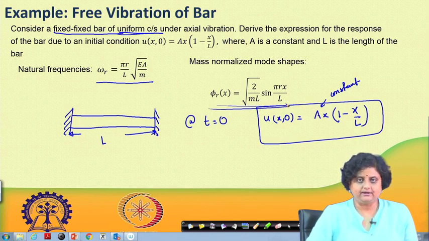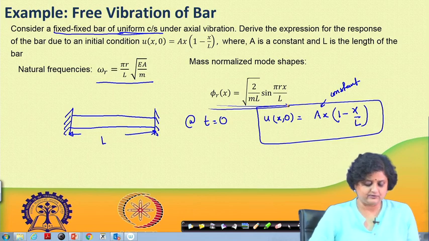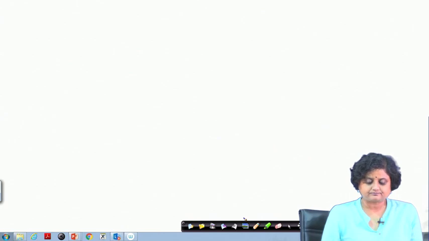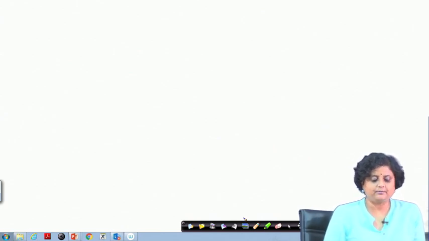These two parameters we can evaluate. We know very well how to find out the natural frequencies and the mass normalized mode shape for a bar as well as for a beam. Just to shorten the problem, we have already given the value of the mode shapes and the natural frequencies. So, now let us get into solving the problem.